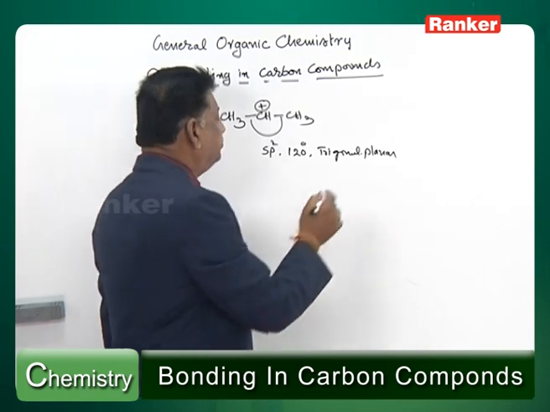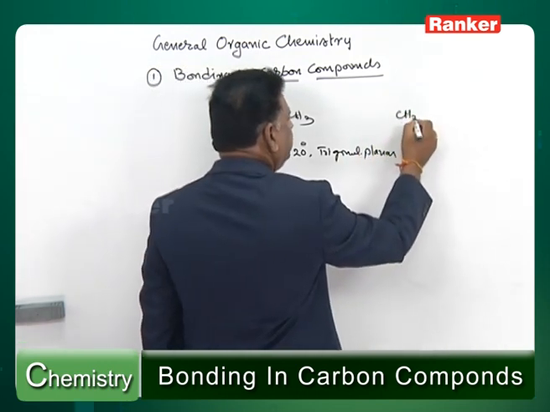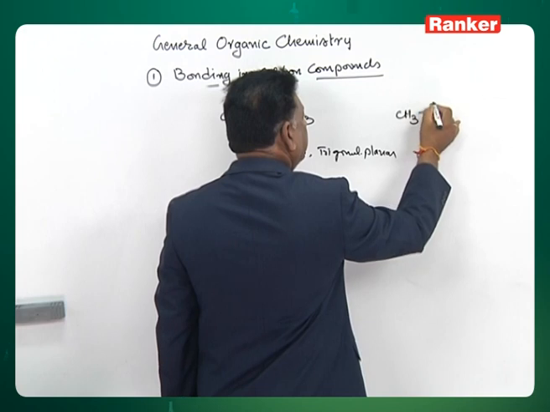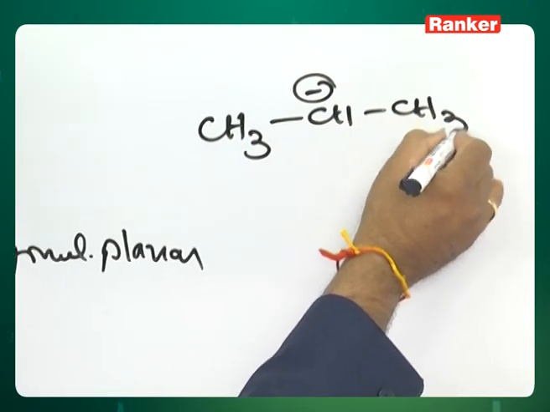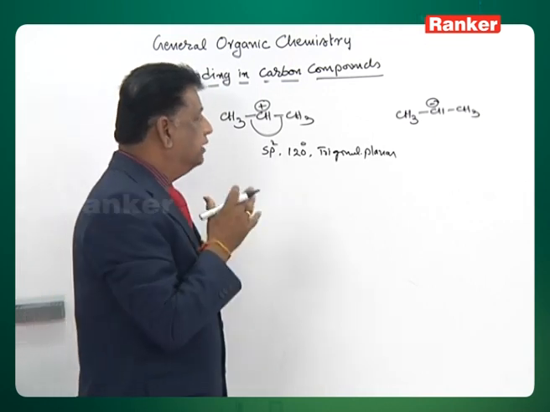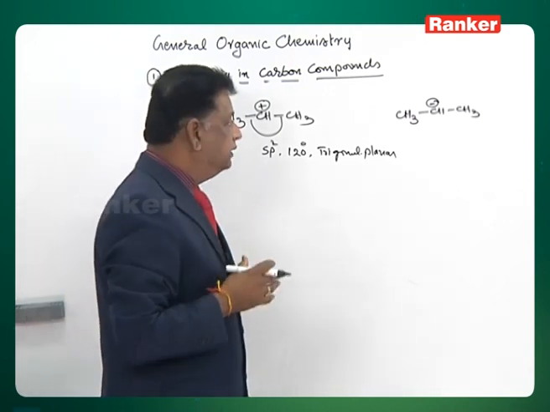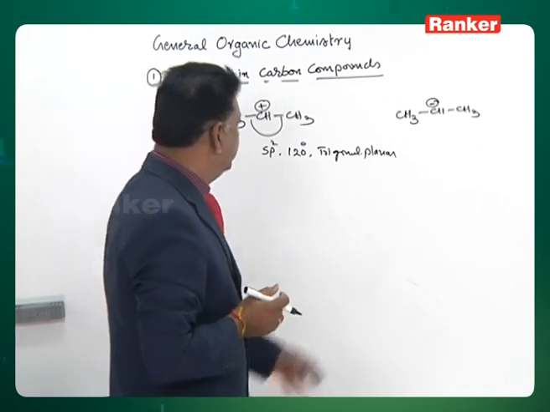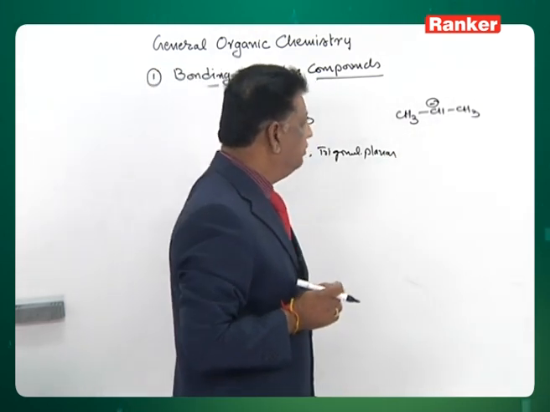Similarly, in CH3 minus, this carbon will have a tetrahedral shape, a slightly distorted tetrahedron, because the lone pair may sit on this side or that side, and the methyl groups also may have a small distortion.